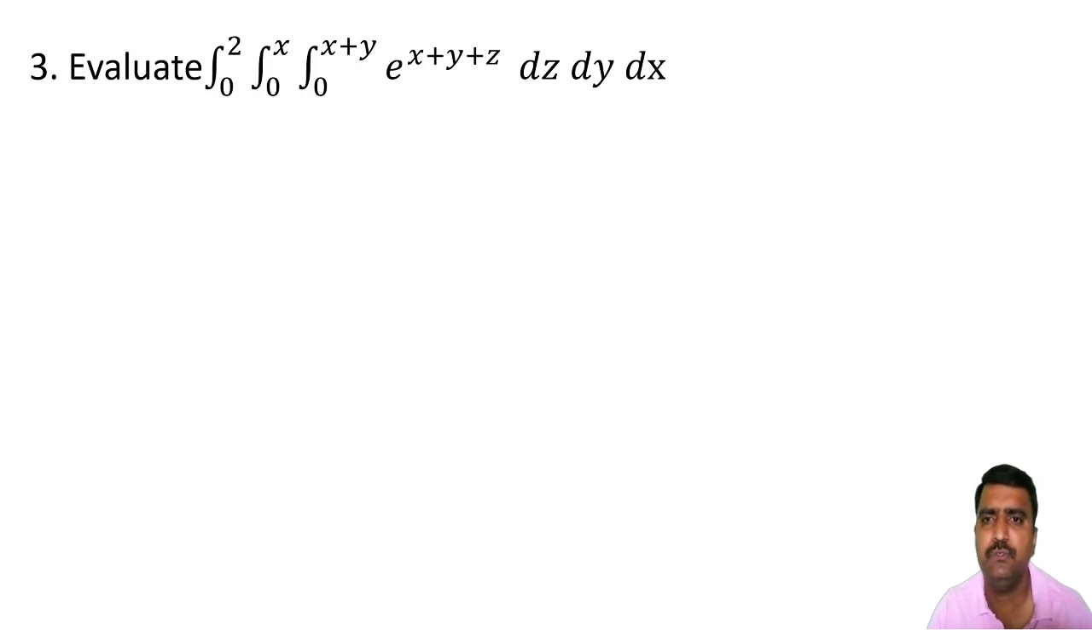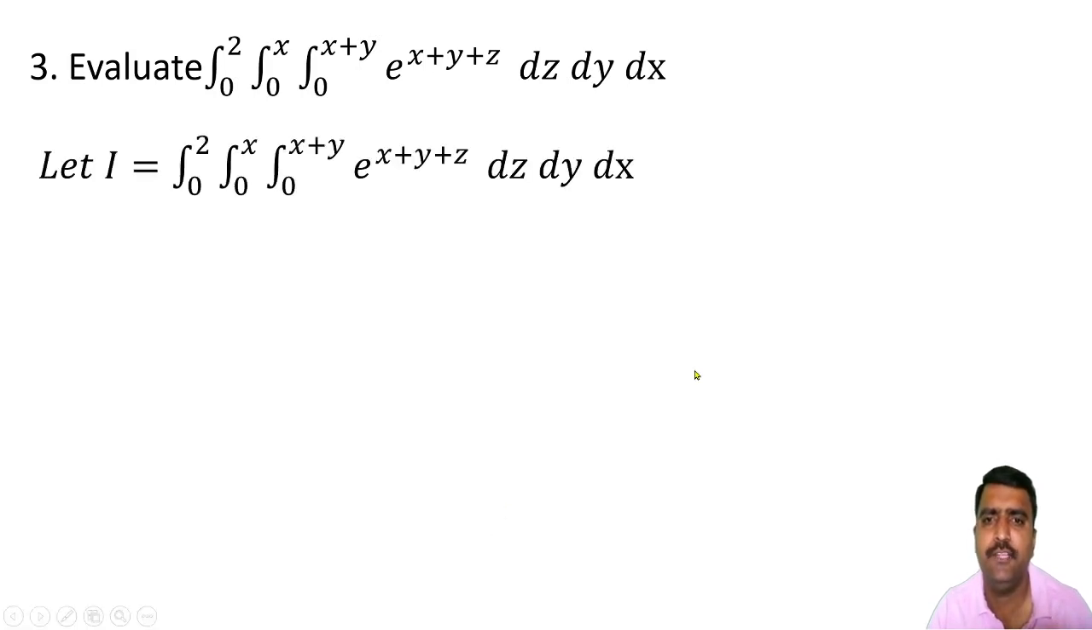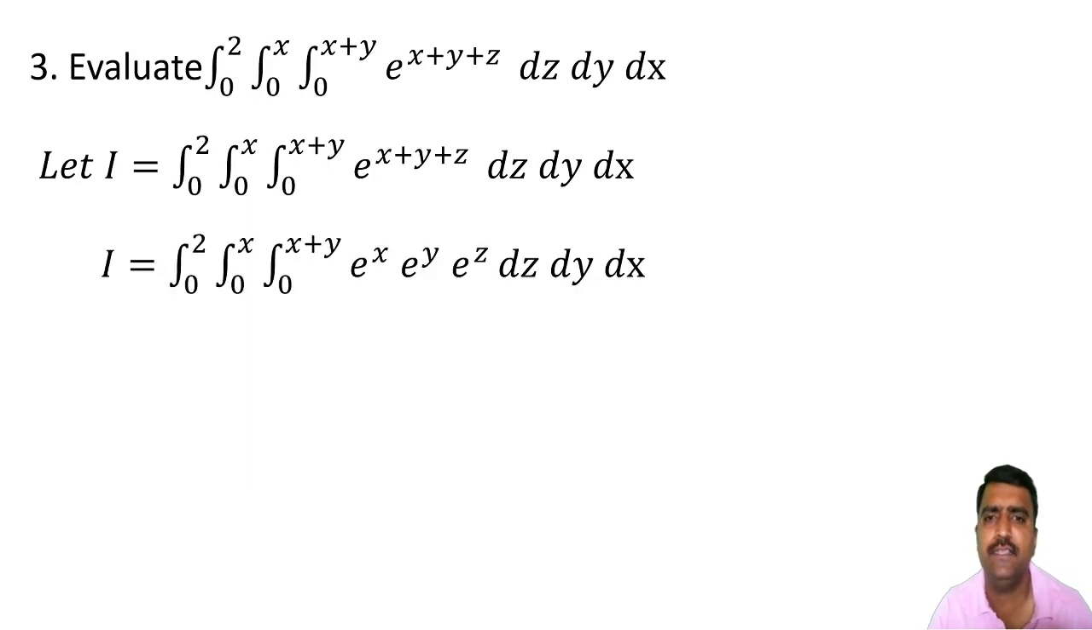Integration from 0 to 2, 0 to x, 0 to x plus y of e to the x plus y plus z, dz dy dx. You can write e to the power of x plus y plus z as e to the x, e to the y, e to the z.